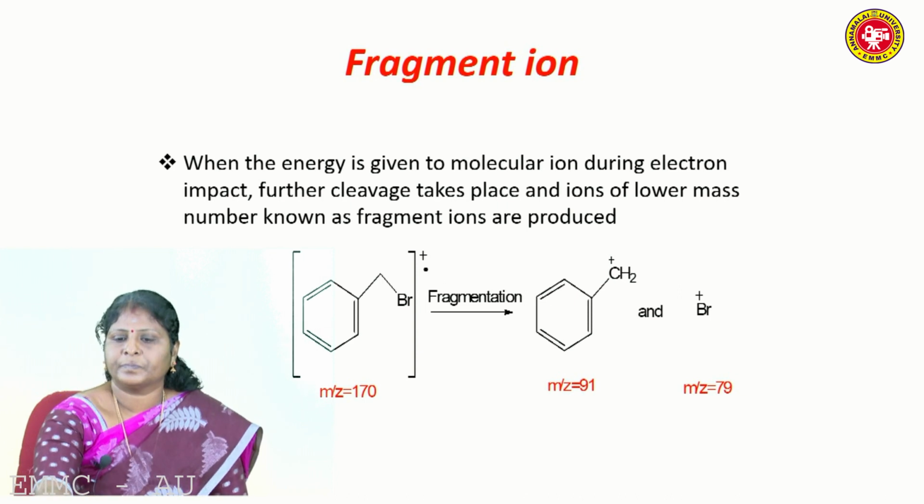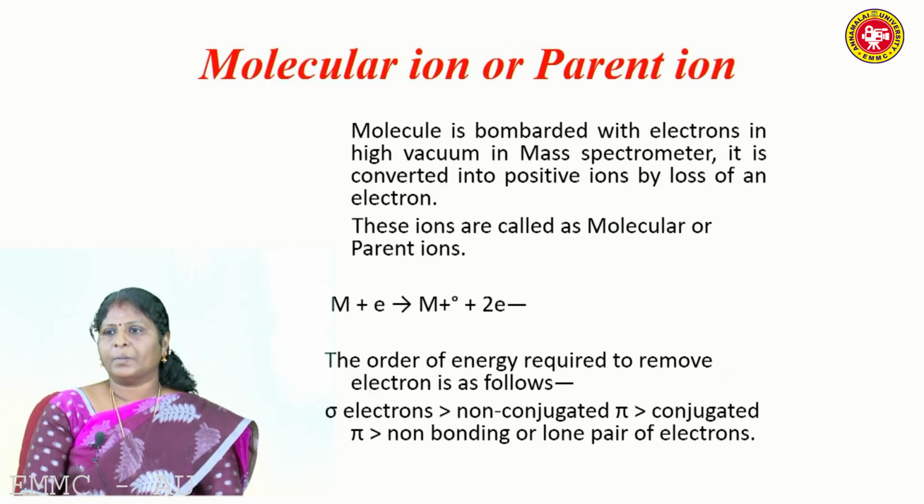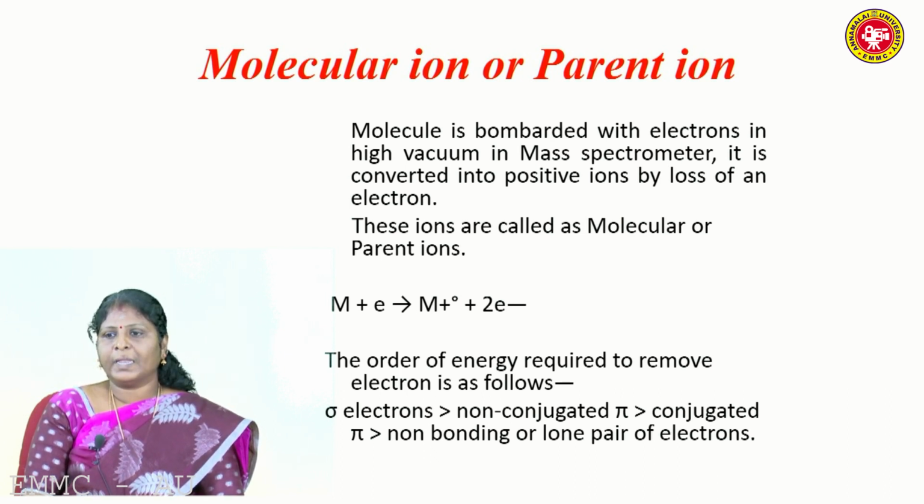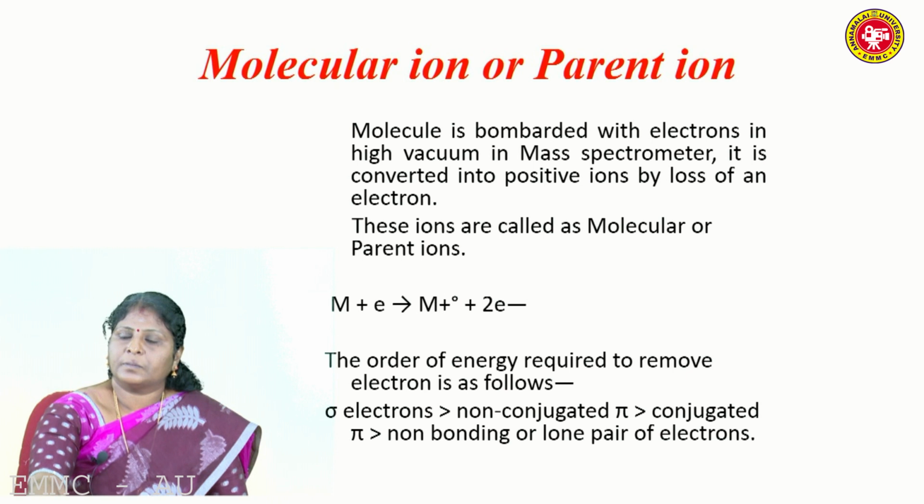Molecular ion or parent ion. The molecular ion is obtained by the bombardment of the analyte by a beam of electrons, again having energy of 70 electron volt. That removes one electron from the analyte, thereby producing a cation radical. The excess of energy is dissipated in the fragmentation process. The molecular ion is always a cation radical.